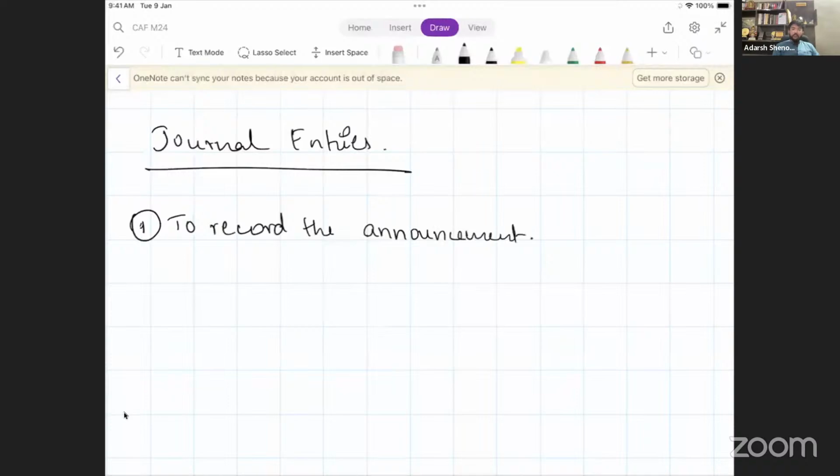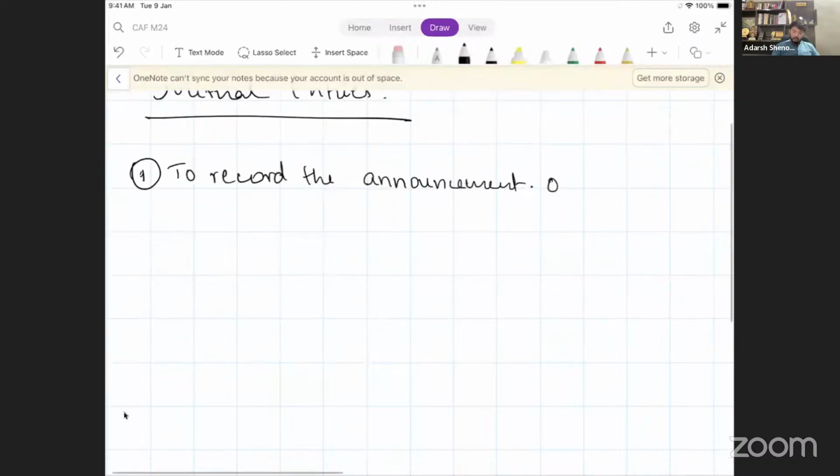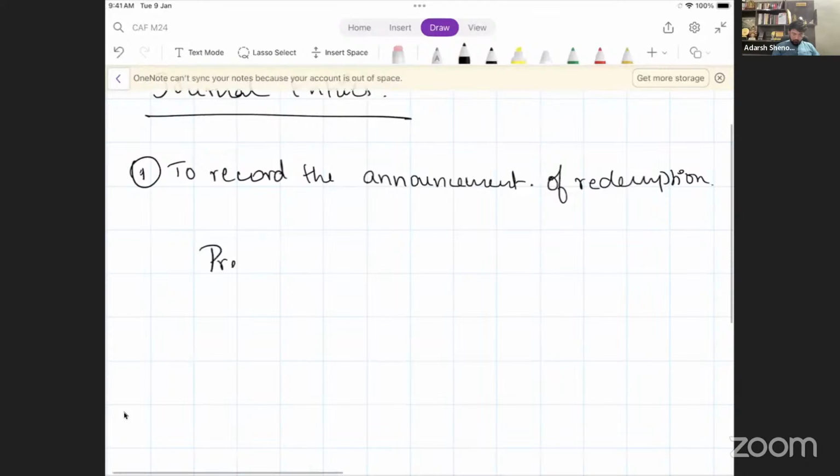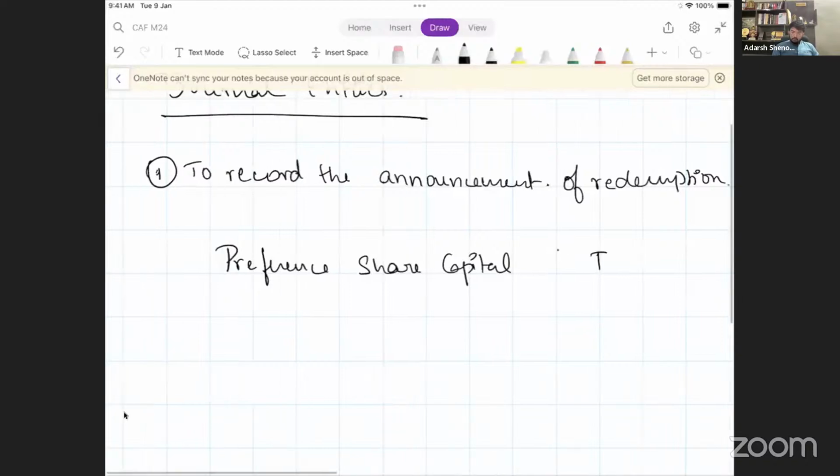Here the capital will have to be reduced. So for that, we will have to debit the preference share capital. So preference share capital, I am debiting. I'm debiting the preference share capital because the capital is coming down. We're reducing the capital. We know the golden rules of accounting, right? When the capital, liability and income reduces, we're supposed to debit it. So here we are debiting it.